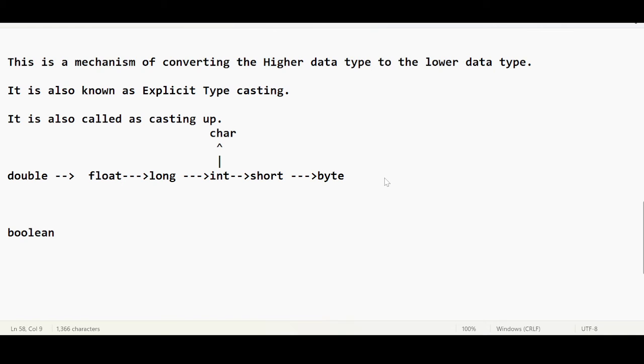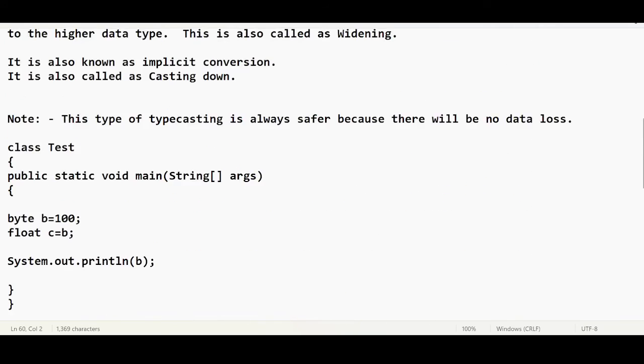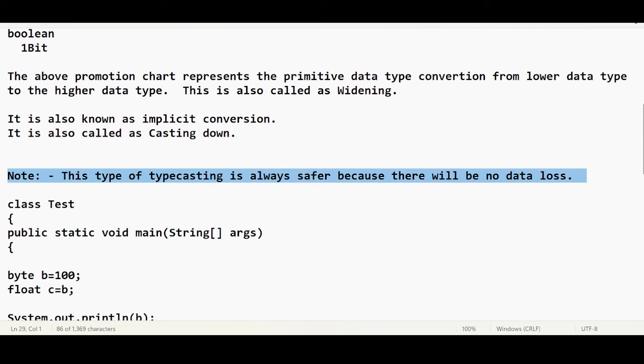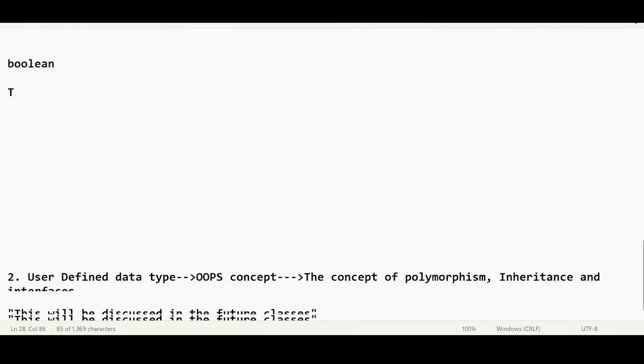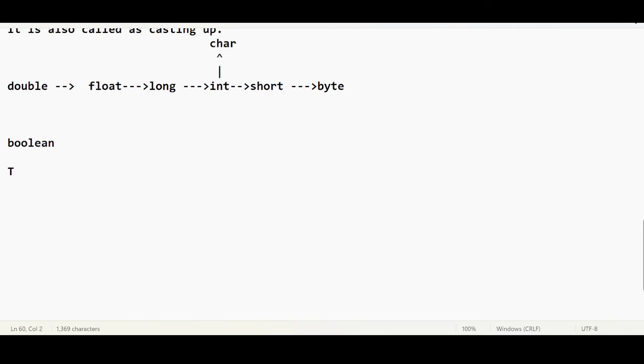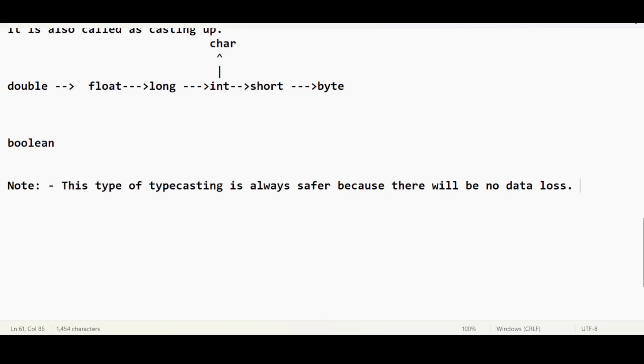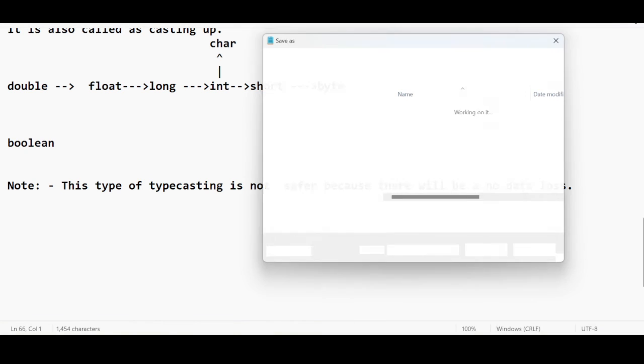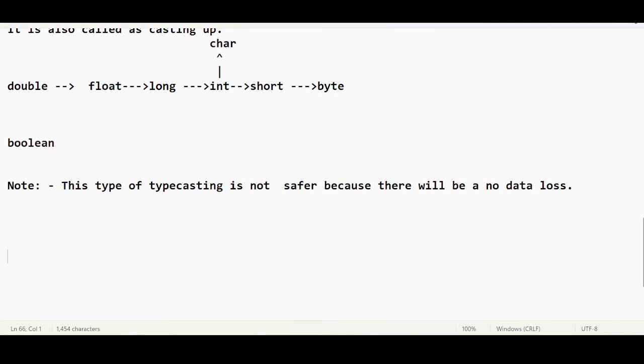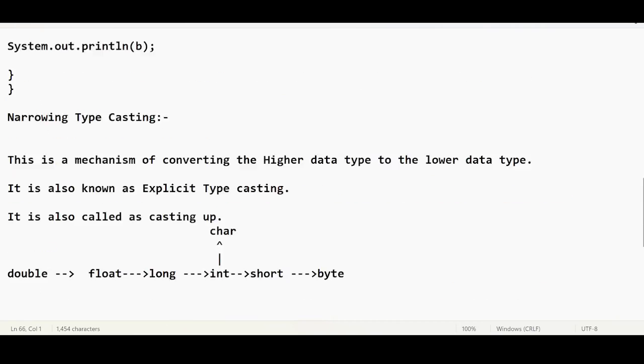Right? So here the point to be noted is, previously this type of typecasting is always safer because there will be no data loss. But in this case, this type of typecasting is not safer, just opposite, because there will be a data loss. Very simple example. Let us take a very small example now to understand this better.